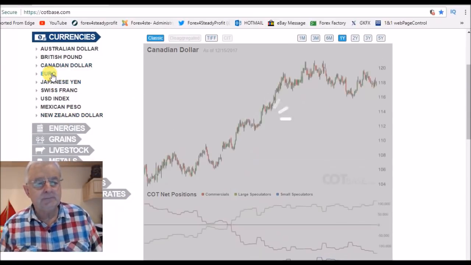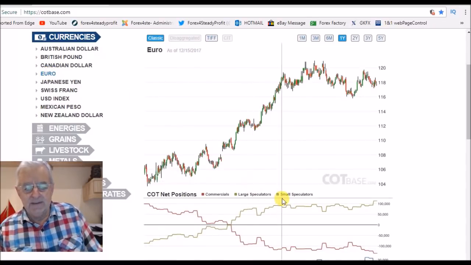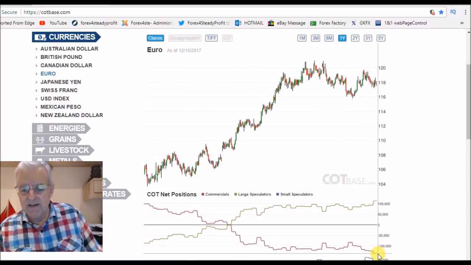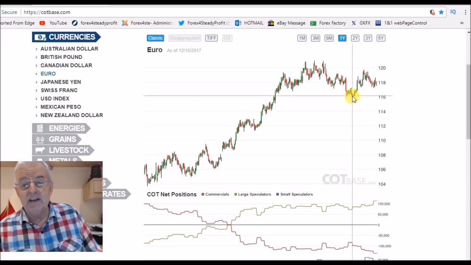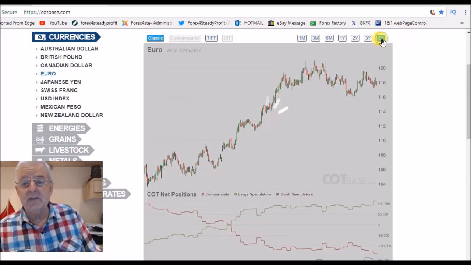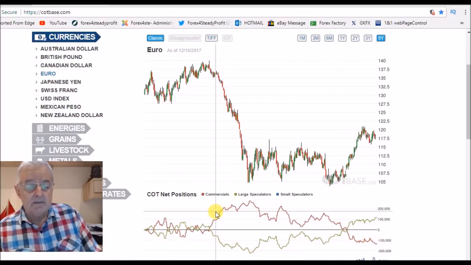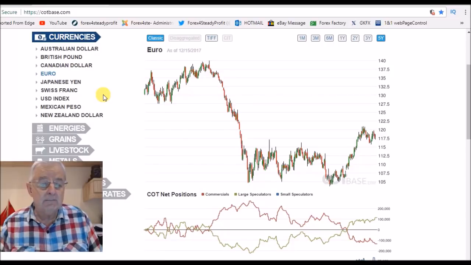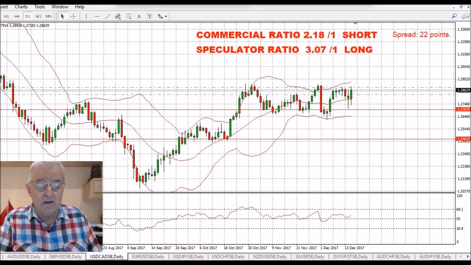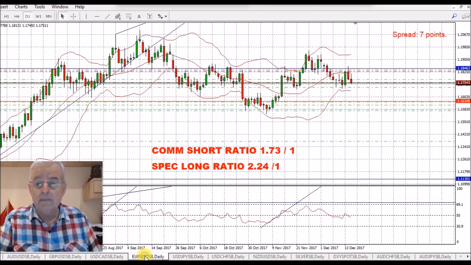Euro. I think this week we've had extra bearish position taken by the commercials, as you can see here. I am expecting a big move down on this. If you go onto a 5-year chart, over 5 years, this is the most extreme bearish position that the commercials have taken. So I expect to see a large fall in the euro dollar.